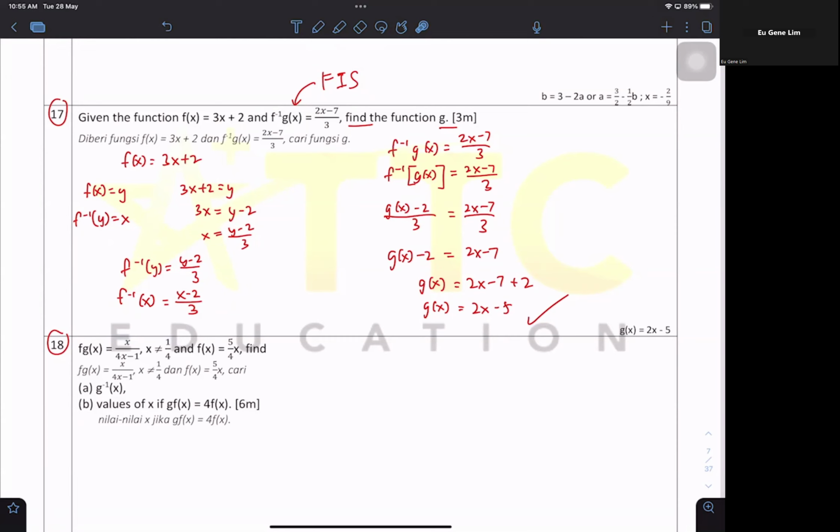Okay, so that is how you do fees. Understand? Any part you don't understand, you just ask. Okay, good. Next.